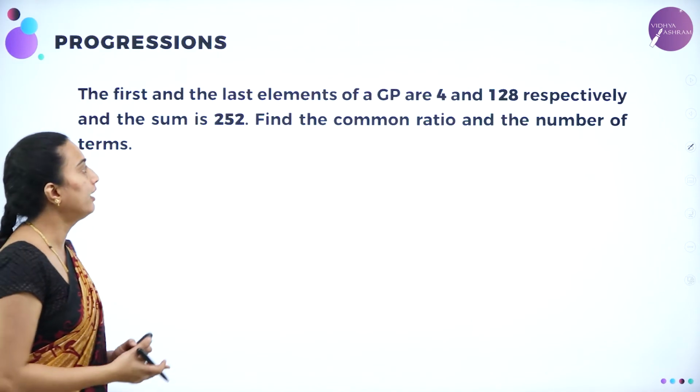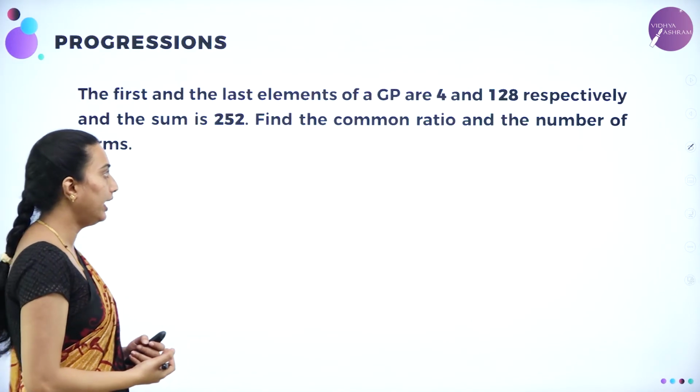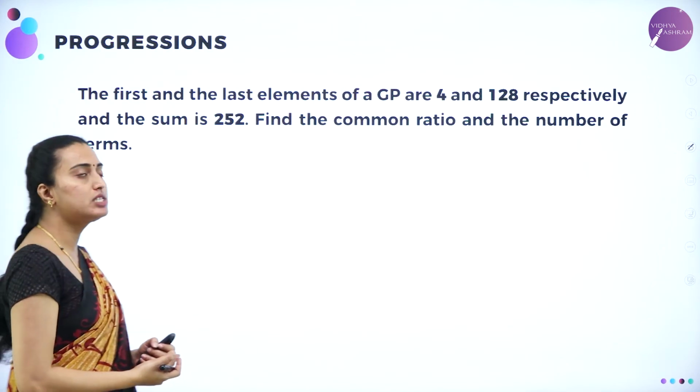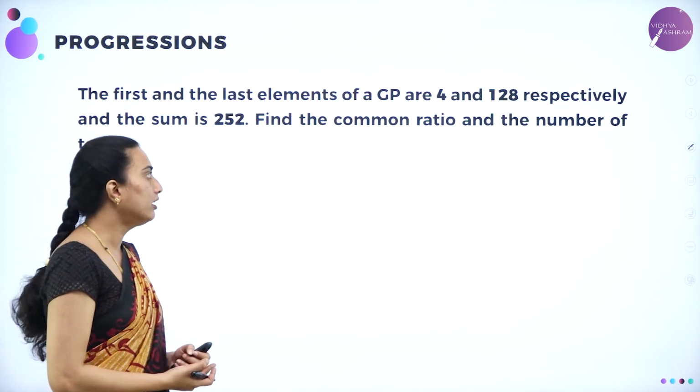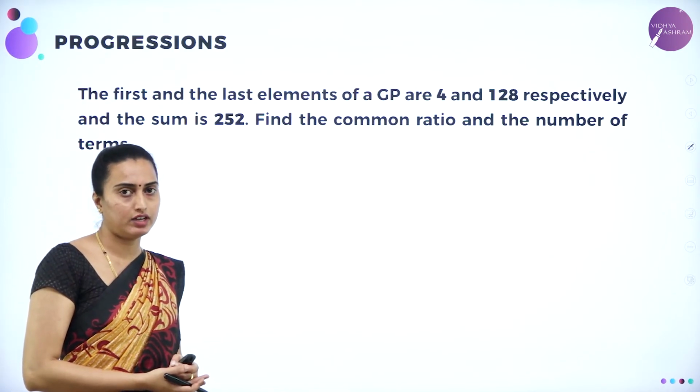The first and the last elements of a GP are 4 and 128 respectively, and the sum is 252. Find the common ratio and the number of terms. That means n and r they have asked you to find out.